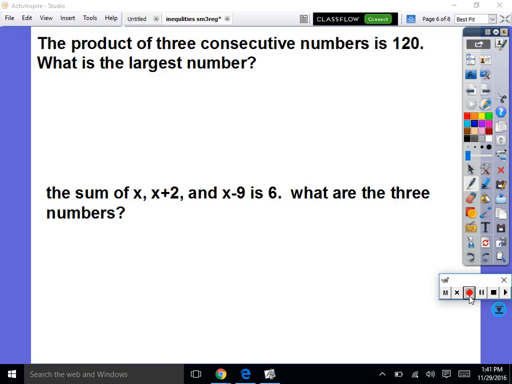Okay, so it says the product of 3 consecutive numbers is 120. What's the largest number? You do not want to guess and check this. You will waste all your time on your ACT. This is a problem that is not hard. You should get this one right on your ACT.